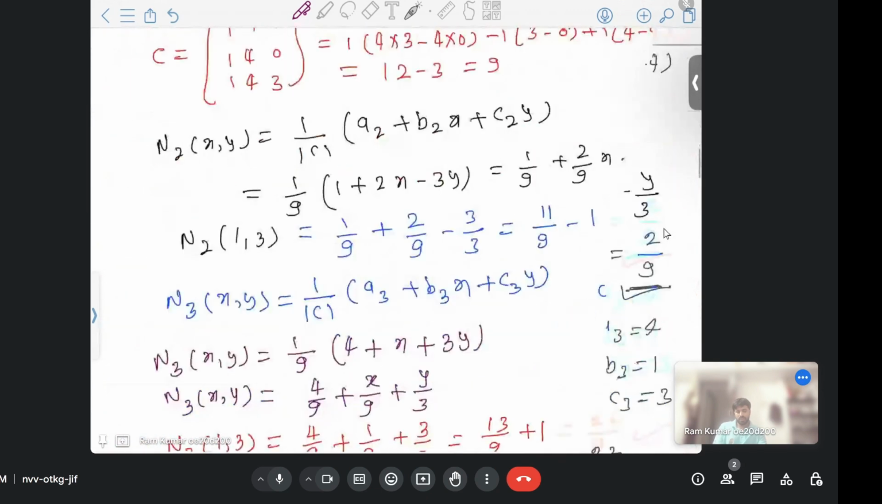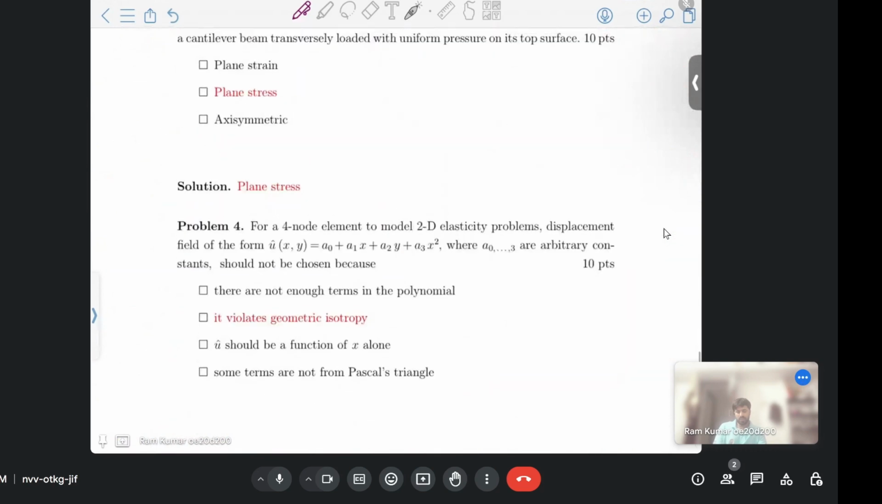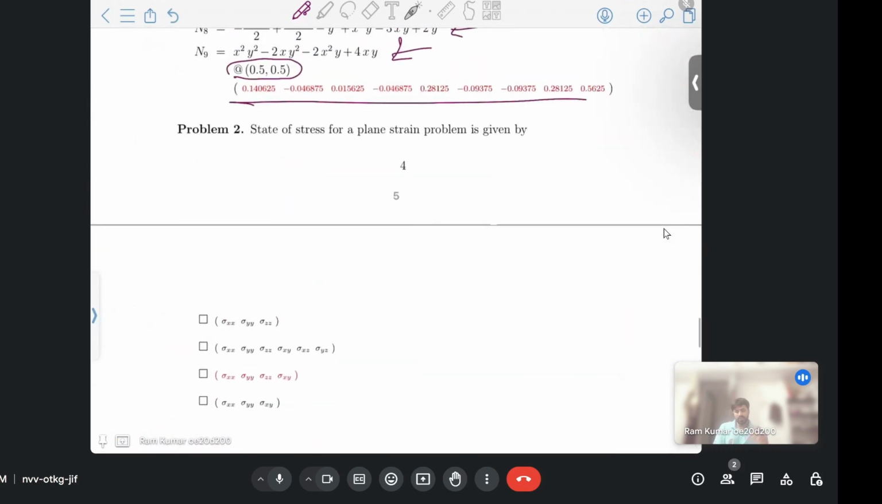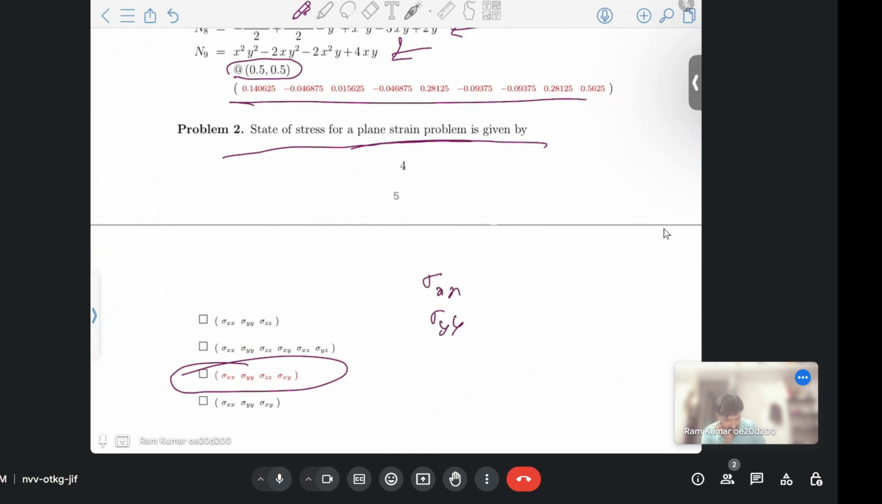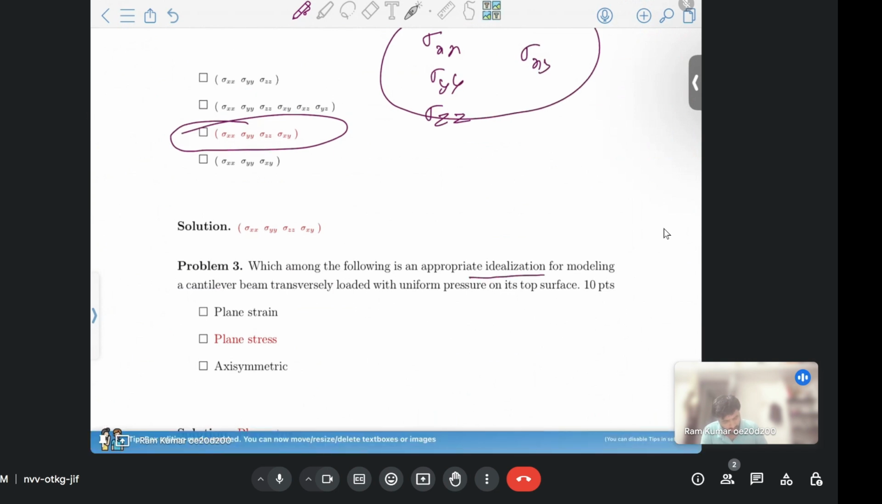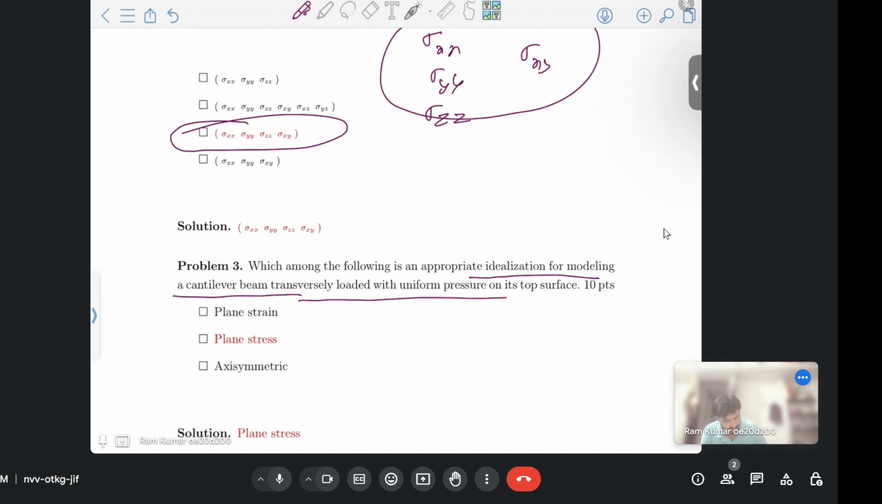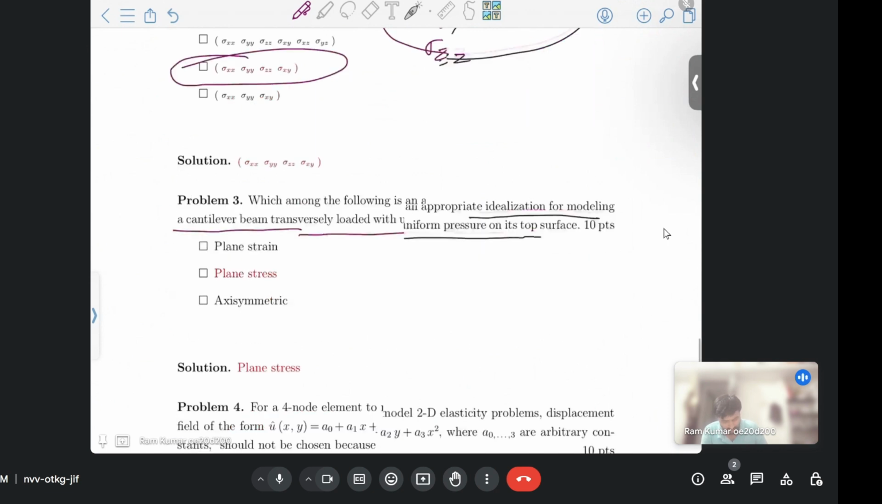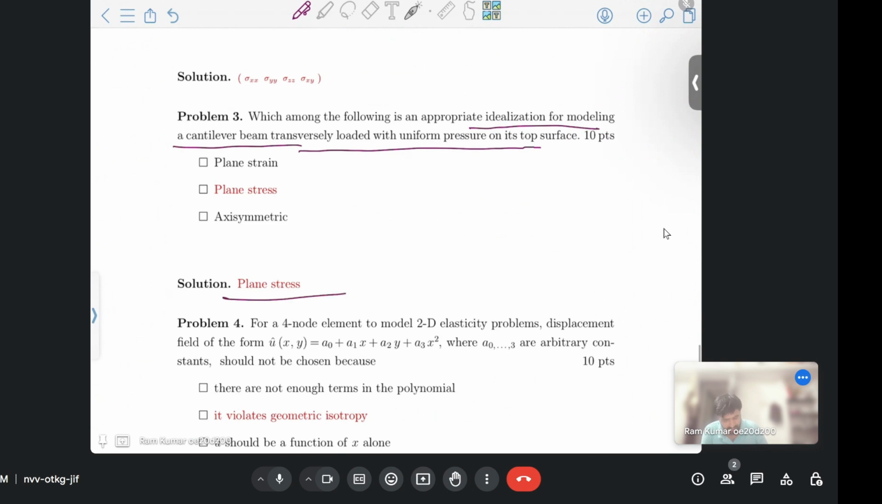Now for the next question, a simple question. The state of stress for the plane strain problem is given by sigma xx, sigma yy, sigma zz, and sigma xy. We all know this is our plane strain condition. In the third question, which of the following is an appropriate idealization for modeling a cantilever beam with a transverse load and uniform top surface? This will also be plane stress.